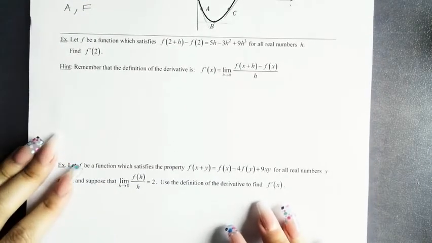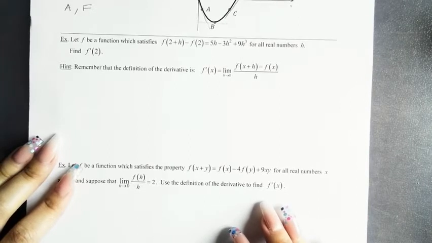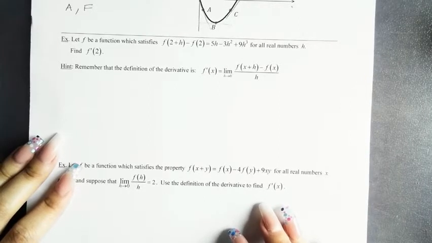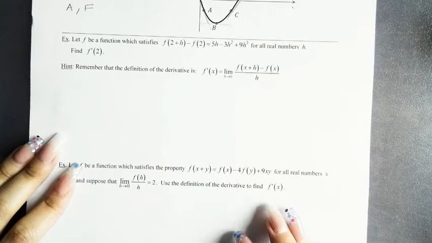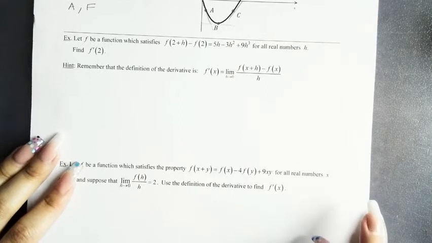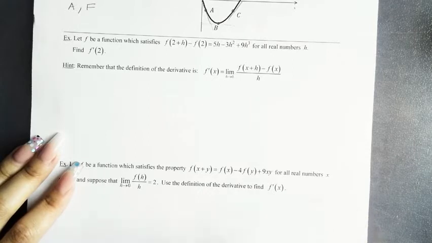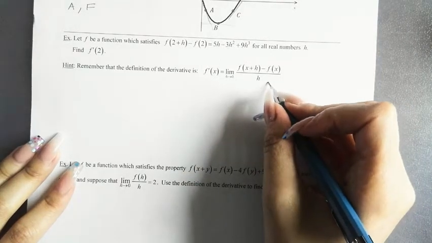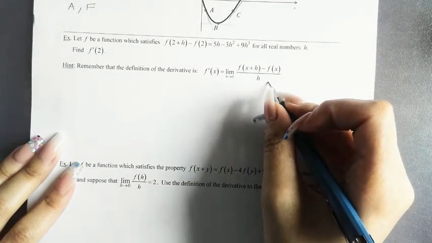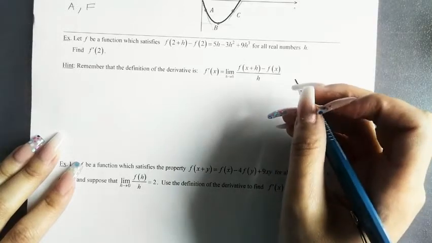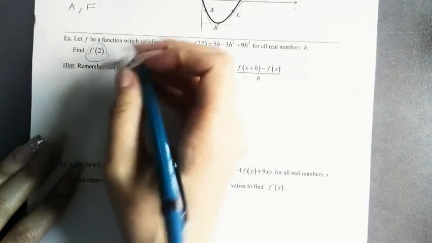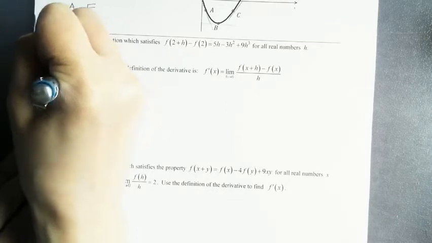Okay, let f be a function which satisfies the following condition. f of 2 plus h minus f of 2 is equal to 5h minus 3h squared plus 9h cubed for all real numbers h. Find f prime of 2. We need to remember the definition of the derivative, and they are giving you the super hint. Okay, so what do you have?